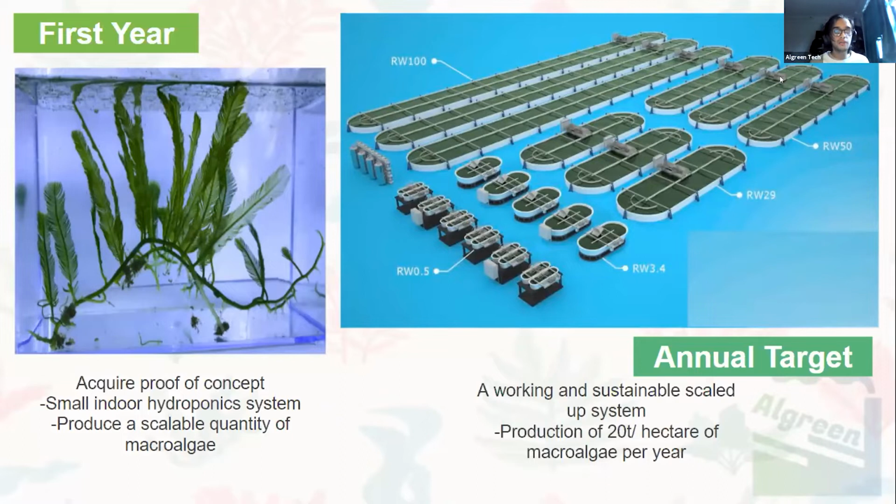So we aim at acquiring funding to achieve our goals. Our first goal will be to acquire proof of concept. In our proof of concept, we will aim at researching to find the best strain of algae that gives the highest biomass, let's say per square meter.